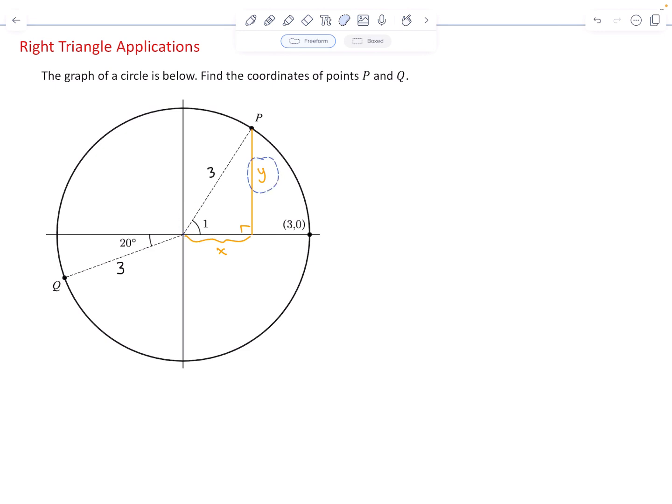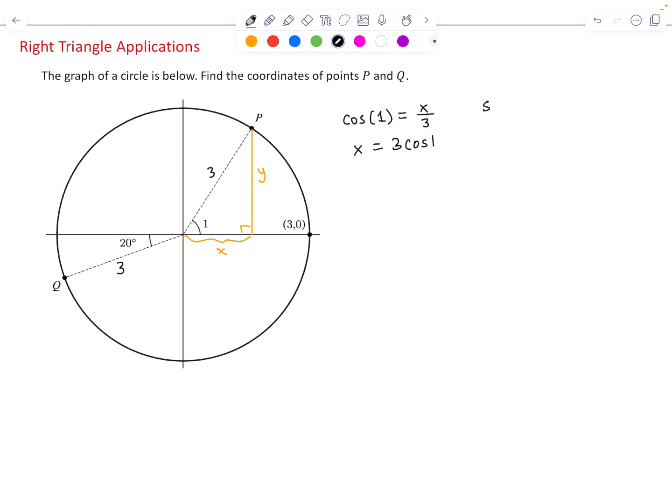Therefore, y is the opposite and x is the adjacent, and the hypotenuse is known. It's 3. So if I want to find x first, we know that the cosine of the angle 1 radian, don't put a degree symbol, is equal to the adjacent x divided by the hypotenuse 3. In other words, x is equal to 3 cosine of 1. I'll leave the parentheses off the 1.